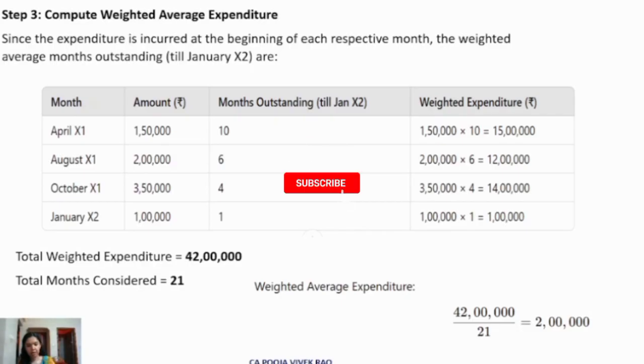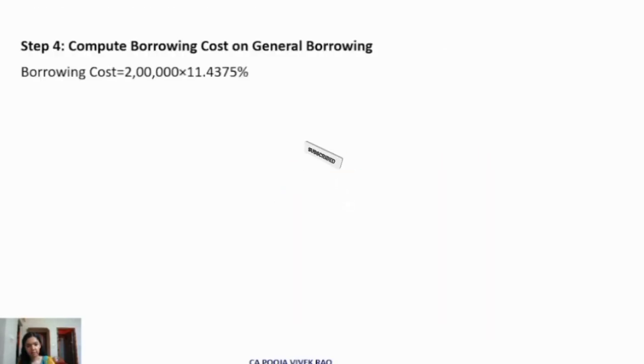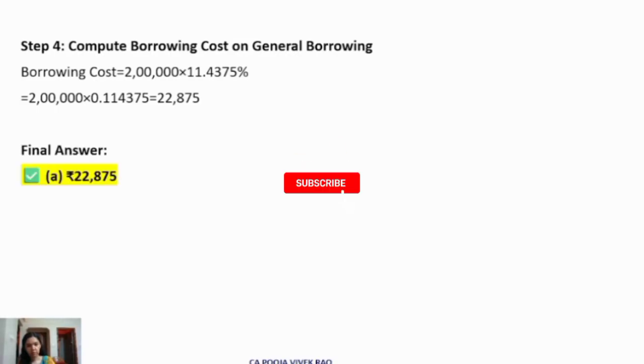The total amount of borrowing cost on general borrowing will be this weighted average expenditure into the weighted capitalization rate. So 2 lakh into the weighted borrowing capitalization rate, which was 11.4375%. So the borrowing cost on general borrowings will be rupees 22,875. So the final answer is option A, 22,875.